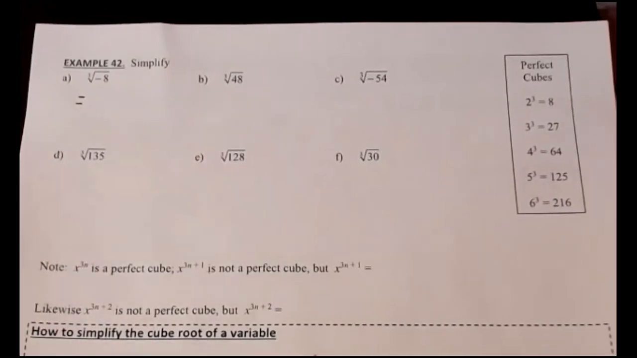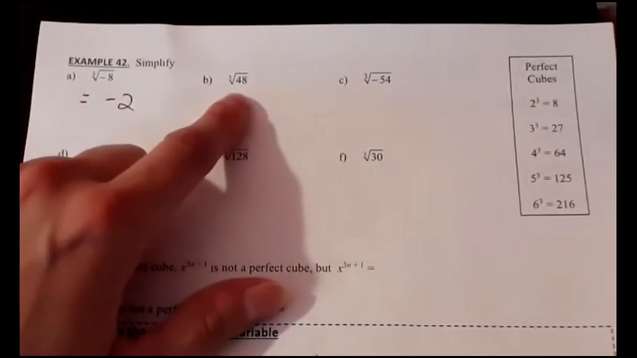Phil, what do you get? Cube root of -8. -2. Yeah, score, -2. We're done, right? No big deal. Cube root of 48.